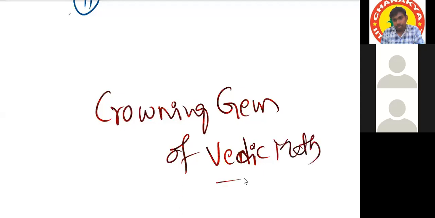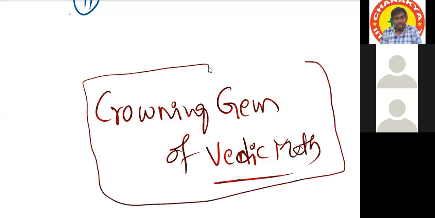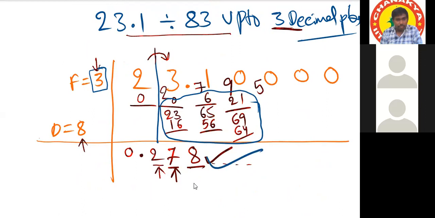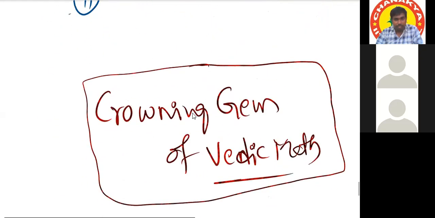Sir, why? No other technique except a calculator will give such simple calculation and one-step answers for these bigger calculations. Will you accept or not? Yes, sir. Maybe we are doing some calculations internally, but all those calculations can be done mentally. If you practice more, these calculations can be done mentally, and we get the answer directly. That is why this technique is called the crowning gem of Vedic math.